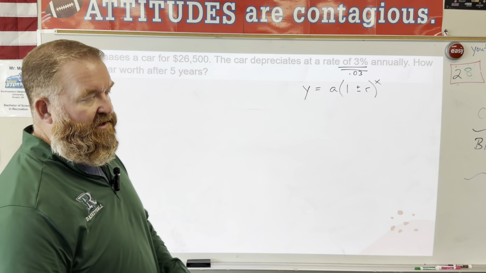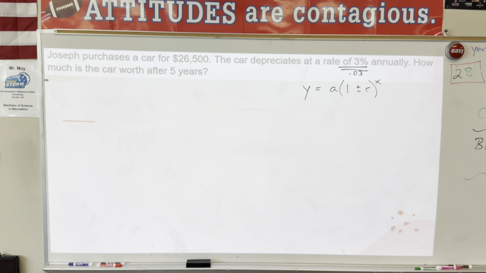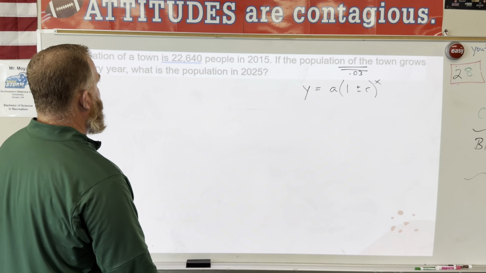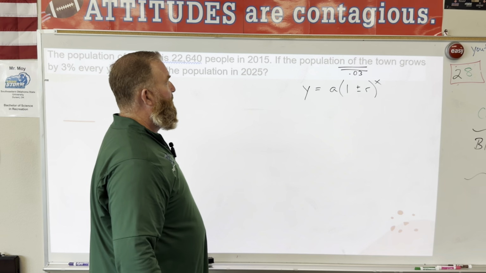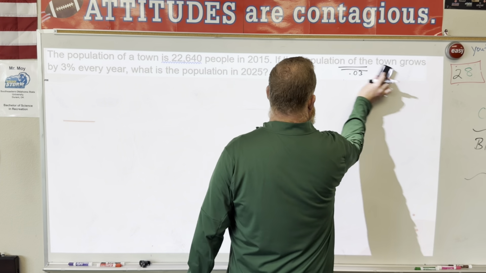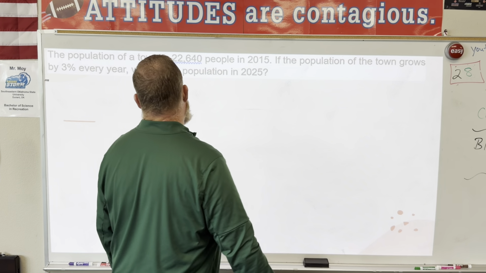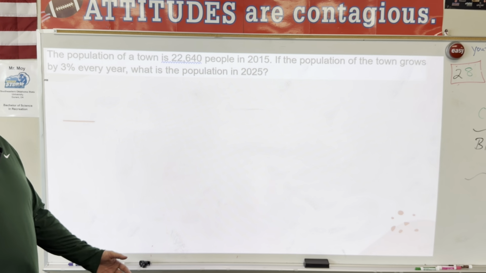Here we go. The population of a town is 22,640 people in 2015. The population of the town grows by 3% every year. What is the population in 2025?